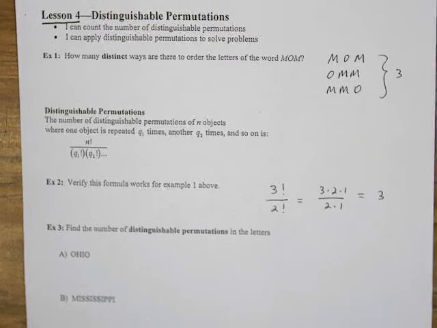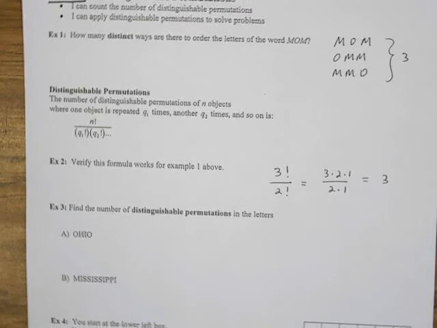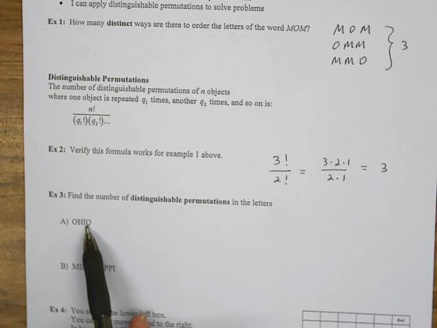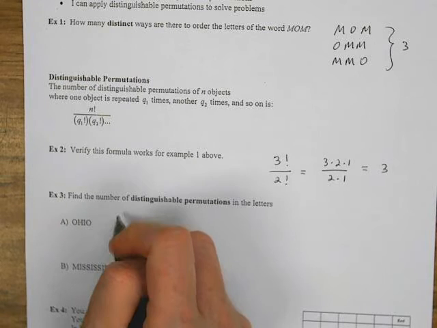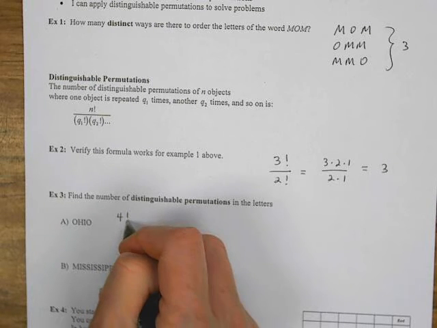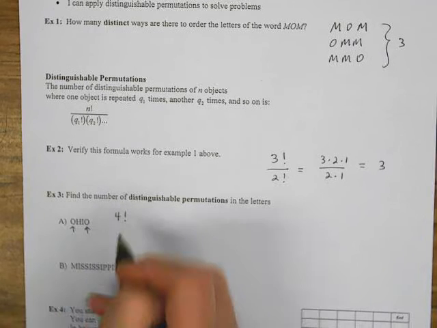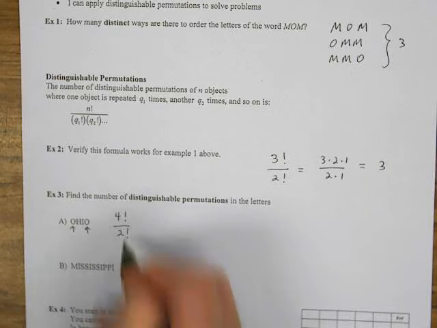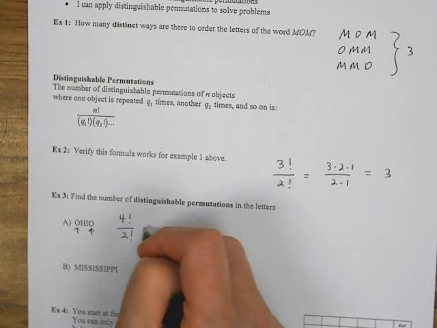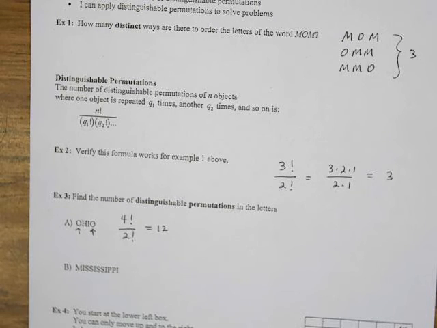So here's how it works. Let's try it on some words with some letters here. So Ohio has 4 letters. So permutations, normally I would do 4 factorial, but I see I have an O that repeats, and an O repeats twice, so I divide by 2 factorial, and that just comes out to be 12.